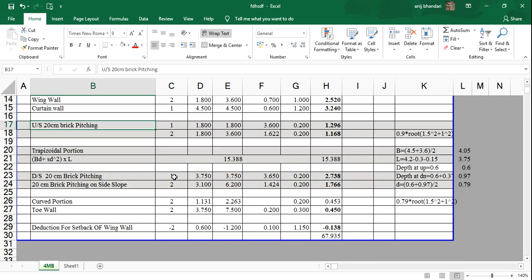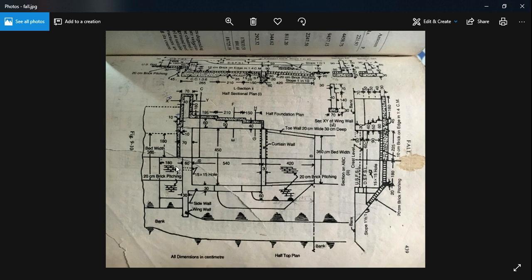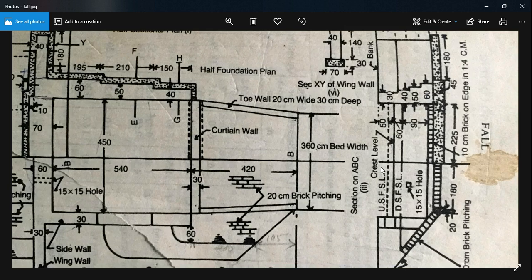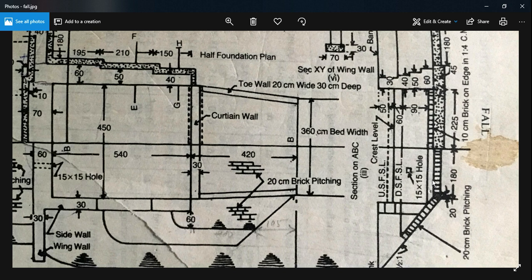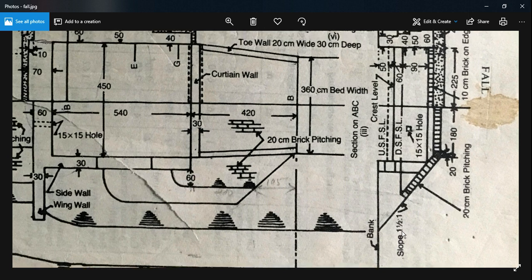After cotton wall, we come to brick pitching. We have completed wing wall, we have completed this much portion of excavation. Now we come to brick pitching. Brick pitching, as we can see here, these are brick pitchings. So we have two types of brick pitching. One is the horizontal ones, these on the bed, and the other the sloping brick pitchings at the side of the canal trapezoidal portion or whatever. So the slope is given 1.5 is to 1.